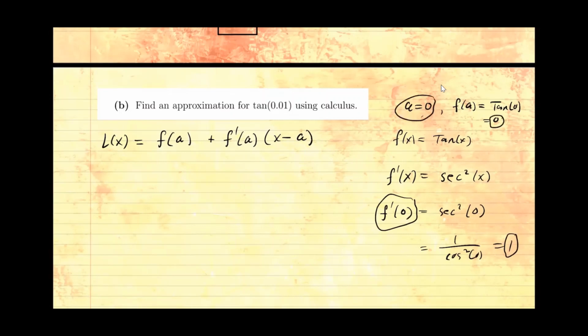So plug them into your approximation formula. So L of x is going to be 0 plus 1 times x minus a. A is 0. Why does this look so weird? Okay. We're approximating 0.01. So this would be 1 times 0.01, which is just 0.01.